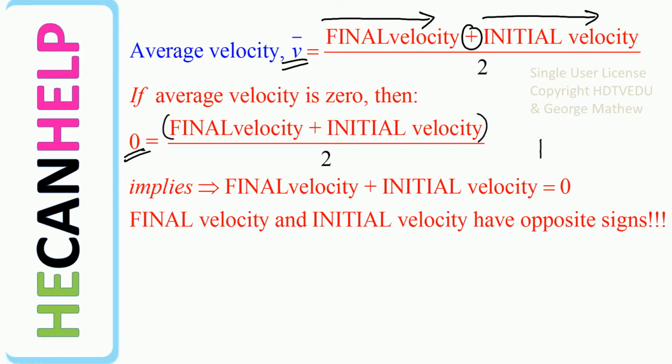So if the final velocity, let's say, is pointing down, let's say the initial velocity is pointing up. If the initial and the final velocities have opposite signs, but equal in magnitude, of course, then you expect the average velocity to be equal to 0. That implies final velocity plus initial velocity is equal to 0. Final velocity and initial velocity have opposite signs.